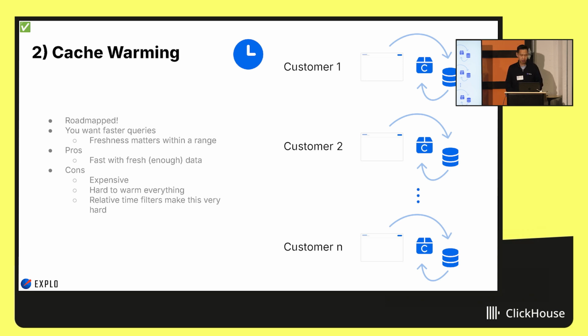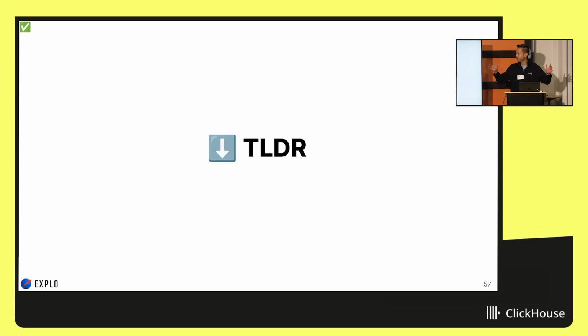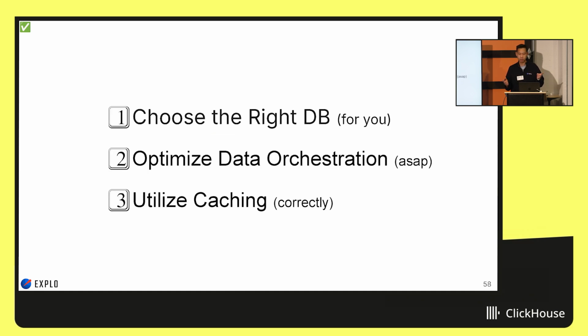Cool. But TLDR, ways that you can optimize queries and analytical platforms like Explo. 1, choose the right database for you. What might work for you might not work for someone else, so keep that in mind. 2, use a platform that actually has optimized their data orchestration and has thought about ways that they can improve the flow of data through their ecosystem and architecture.